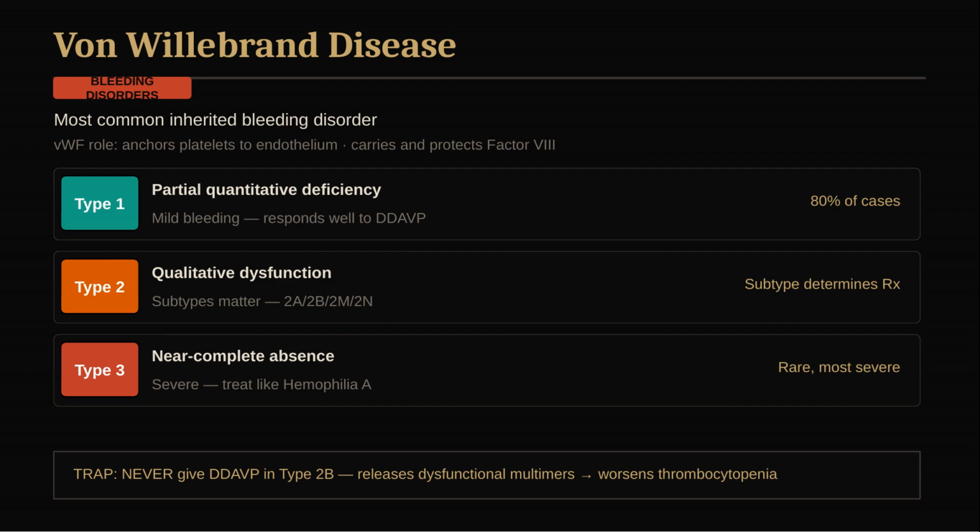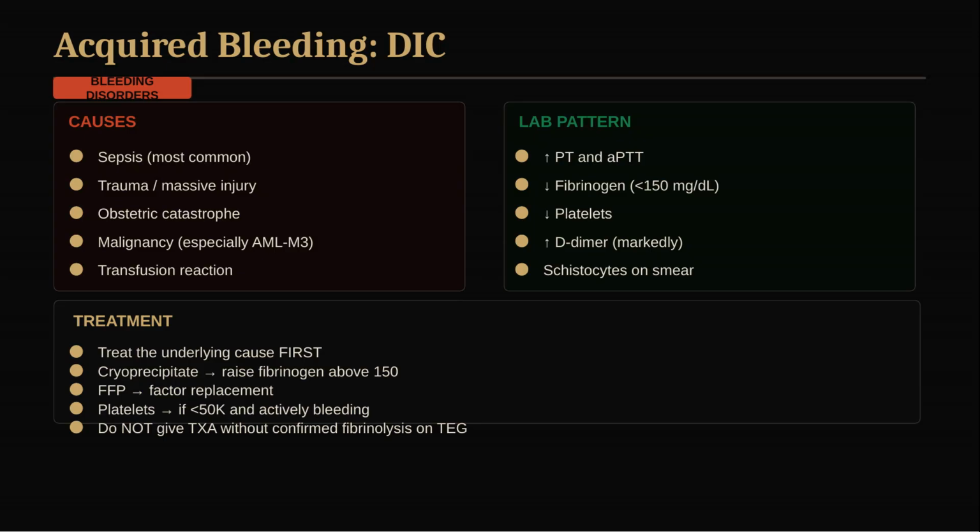DDAVP works for type 1 and most type 2A. Never give DDAVP in type 2B. It causes thrombocytopenia by releasing dysfunctional multimers. Disseminated intravascular coagulation is not a primary diagnosis, it is a complication of something else.